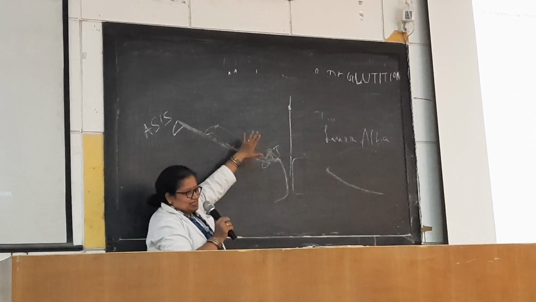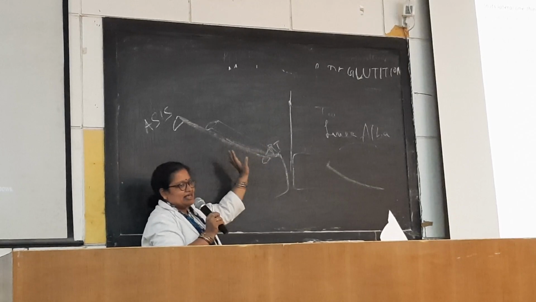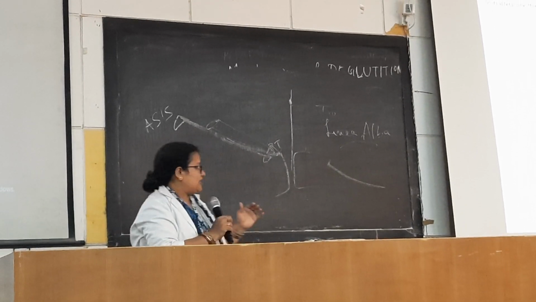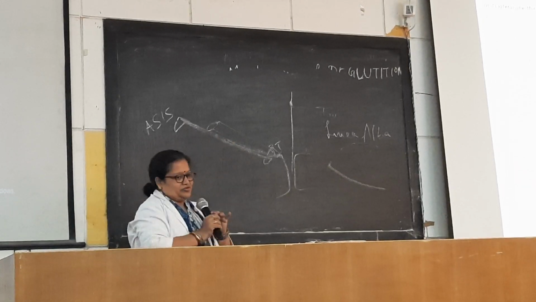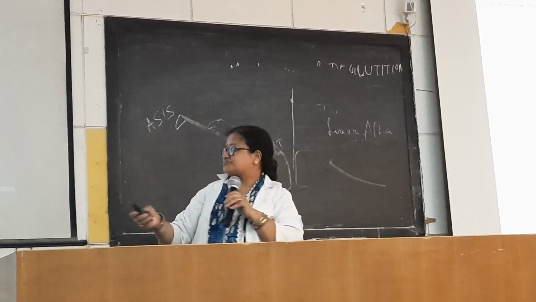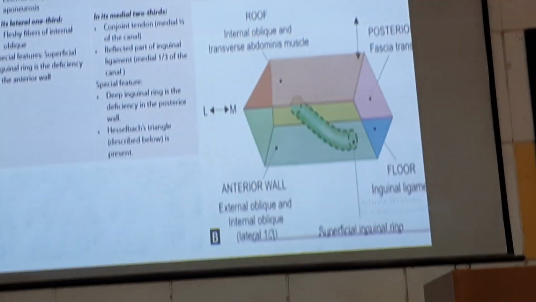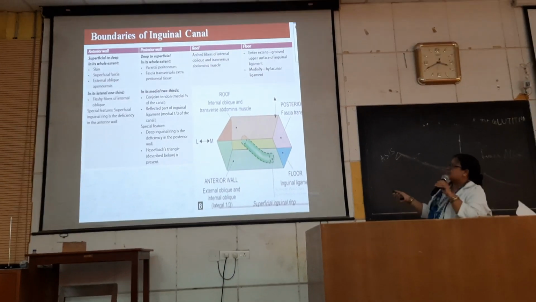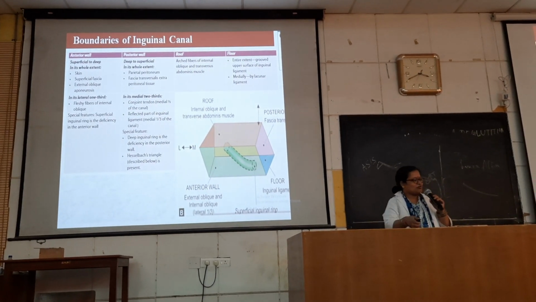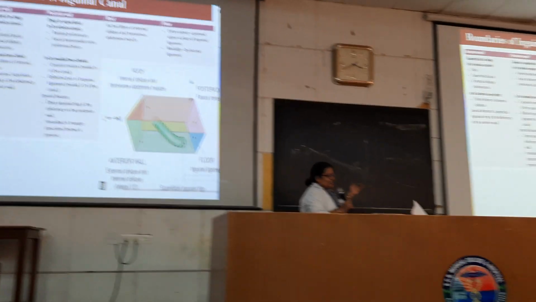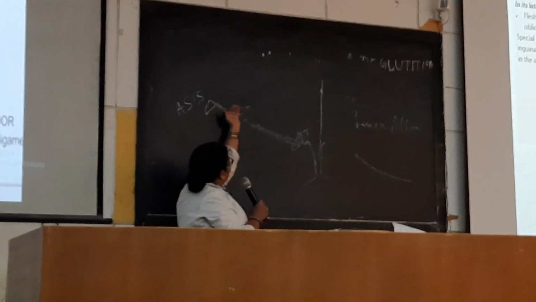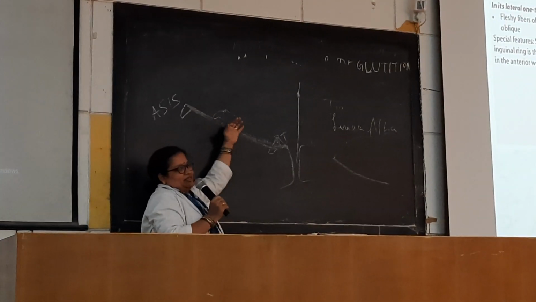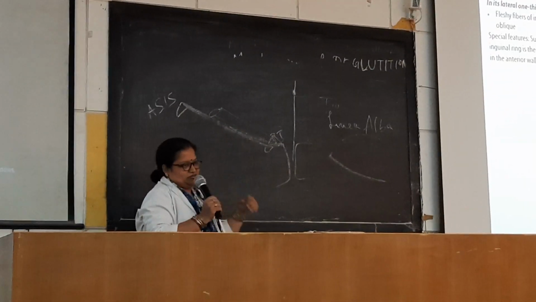Anteriorly what will be there? Skin, superficial fascia and external oblique aponeurosis. Then comes the roof. See the roof? So the basic thing, the arch fibers. The roof is formed by the arch fibers of the internal oblique aponeurosis and transversus abdominis. I told you they take their origin from here, so the roof will be the arch fibers of the internal oblique and transversus abdominis.